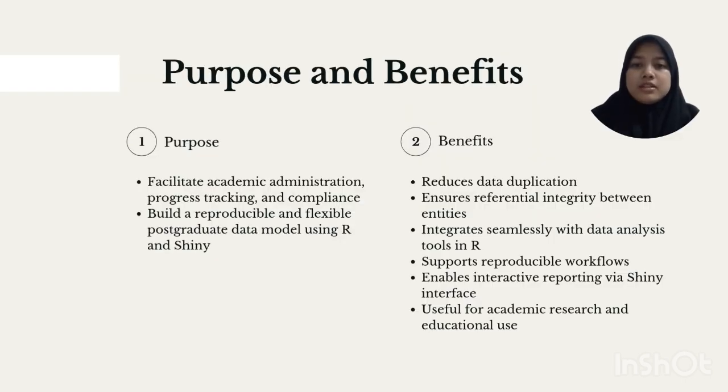Purpose and benefits. The purpose of this postgraduate academic database system is to facilitate academic administration, progress tracking, and compliance. It is also to build a reproducible and flexible postgraduate data model using R and Shiny. And the benefits are to reduce data duplication, ensure referential integrity between entities, integrate seamlessly with data analysis tools in R, support reproducible workflows, enable interactive reporting via the Shiny interface, and be useful for academic research and educational use.